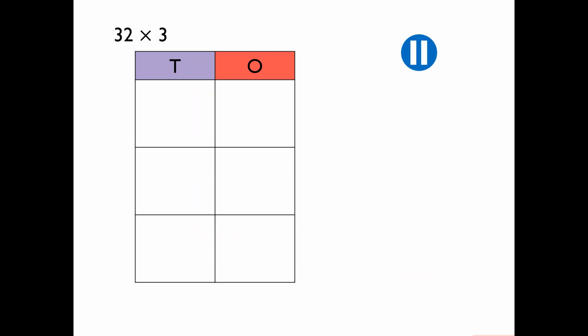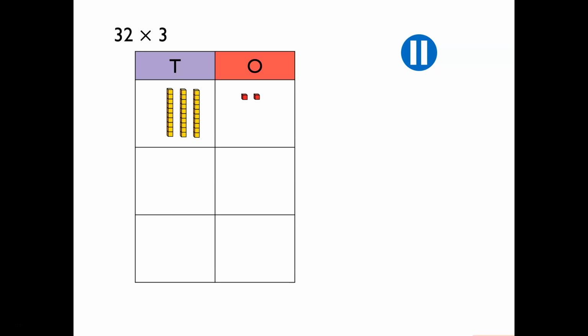First, illustrate the calculation on a place value grid. Next, multiply by partitioning using a part-whole model. And finally, can you calculate 32 multiplied by 3 using the formal written method or short multiplication? Pause the video now whilst you have a go. Let's see how you get on.